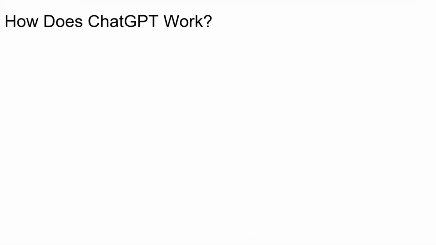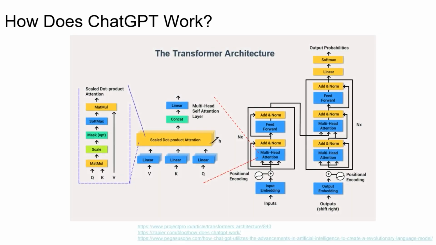How does ChatGPT work? To understand how ChatGPT works, let's look under the hood. It's built on a neural network architecture known as a transformer. These transformers use something called attention mechanisms to focus on specific parts of the input text, which is what makes ChatGPT so effective at processing and generating text.